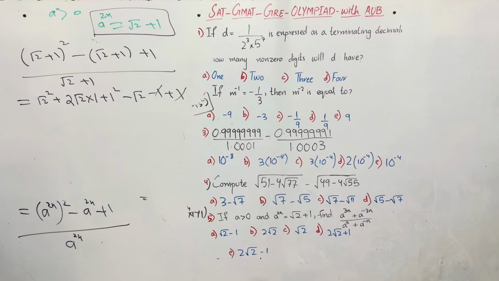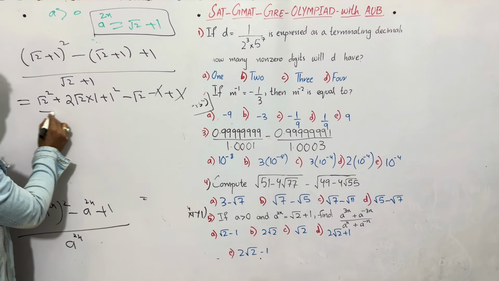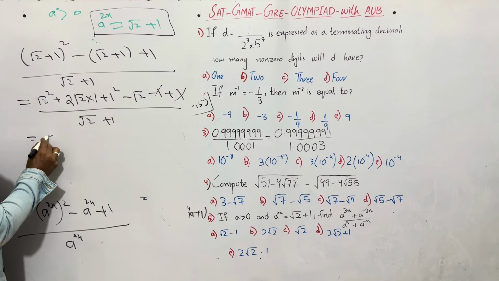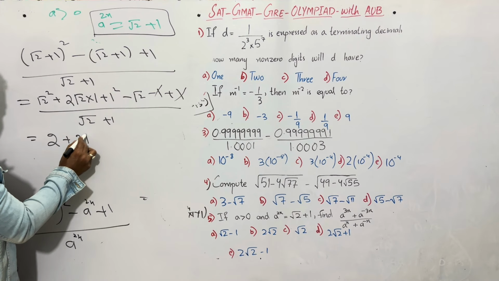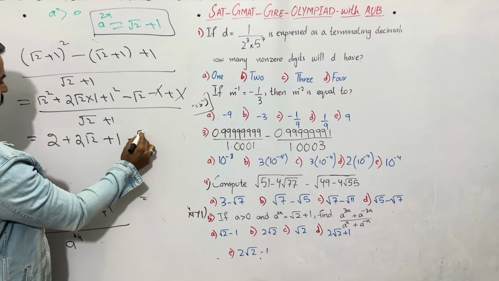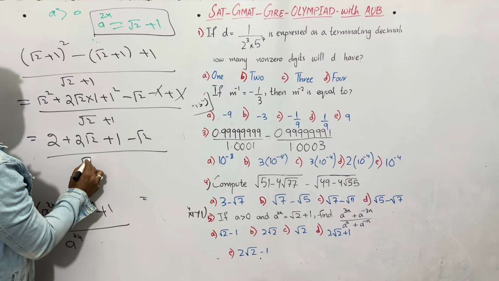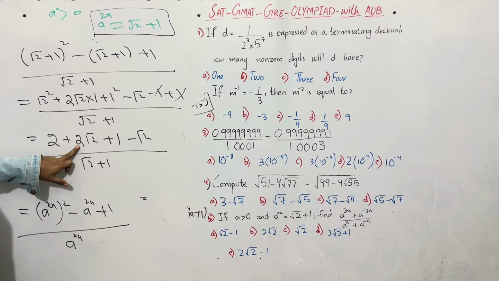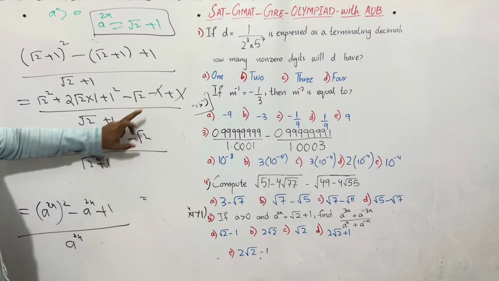Square of root 2 is only 2, plus 2 times root 2, plus 1, minus under root 2, divided by under root 2 plus 1. Here square of under root 2 is only 2. 2 times under root 2 times 1, it is 2 under root 2. Square of 1 is 1. That is what we are left with.